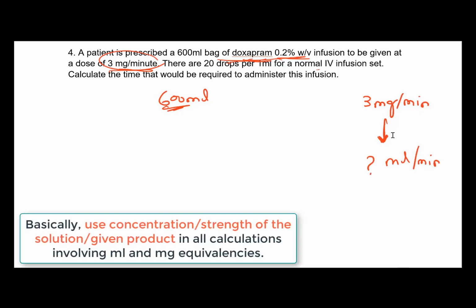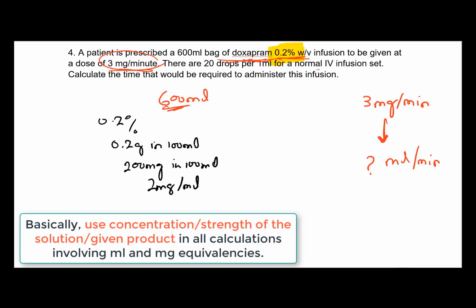How can we do that? Yes, we make use of this information. This 0.2% means 0.2 grams in 100 mils. So 0.2 gram means 200 milligrams in 100 mils. That means 2 milligrams per mil, right? So 2 milligrams is present in 1 mil.